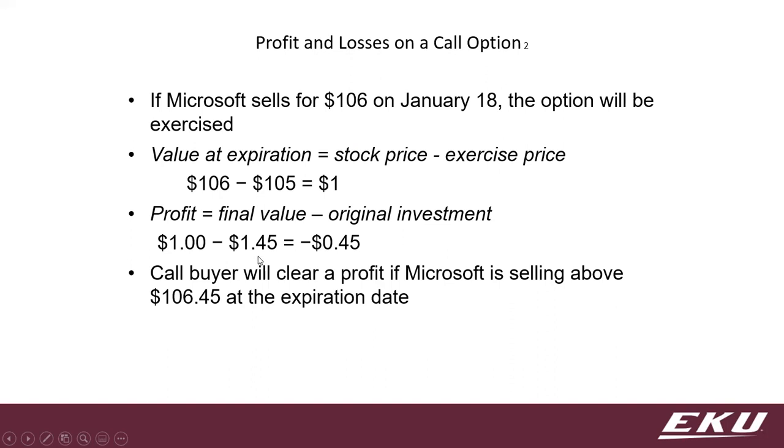However, I paid $1.45 and I make $1, so I'm losing 45 cents, right? So for me to actually make a profit, 106 isn't enough. It actually has to be 106.45, right? And this is important because you can look like it's got this profit, but then when you include the cost of your position, because you bought the options, it can cause it to be lower.